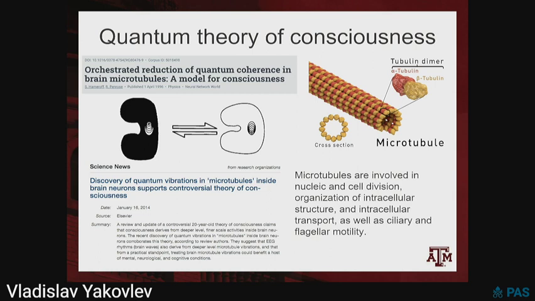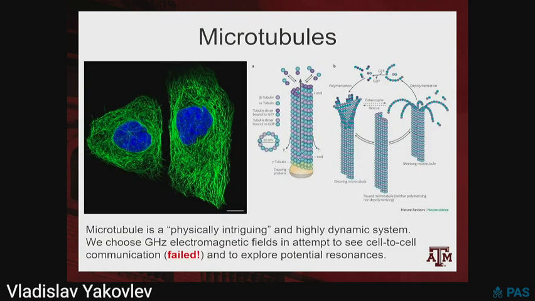Microtubules by themselves are a very interesting object. They are abundant inside the cells. In this case, human cells are shown in green.